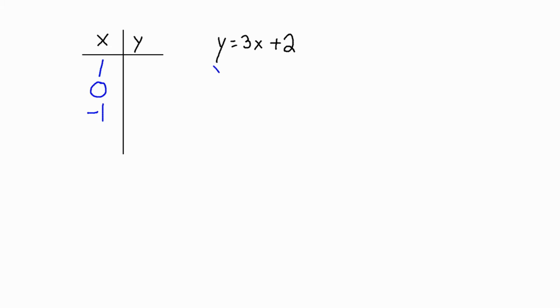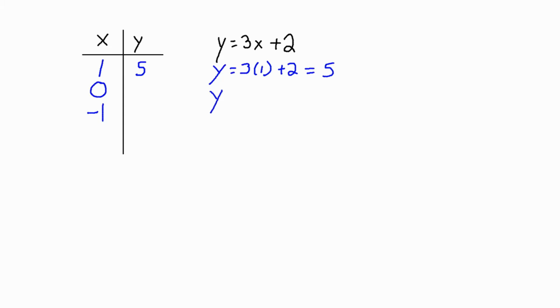Replace my x value with 1. So y equals 3 times 1 plus 2, which gives us 5. Our first ordered pair is 1, 5.